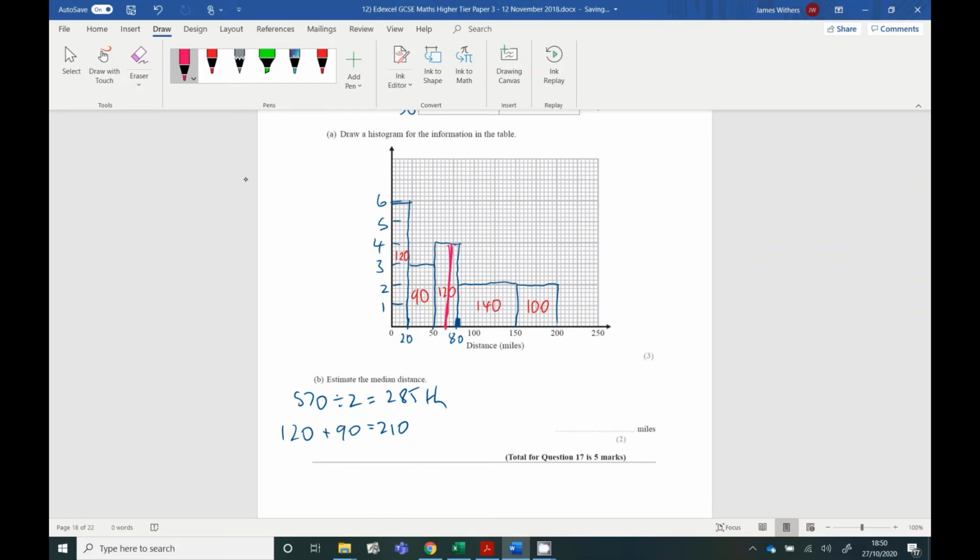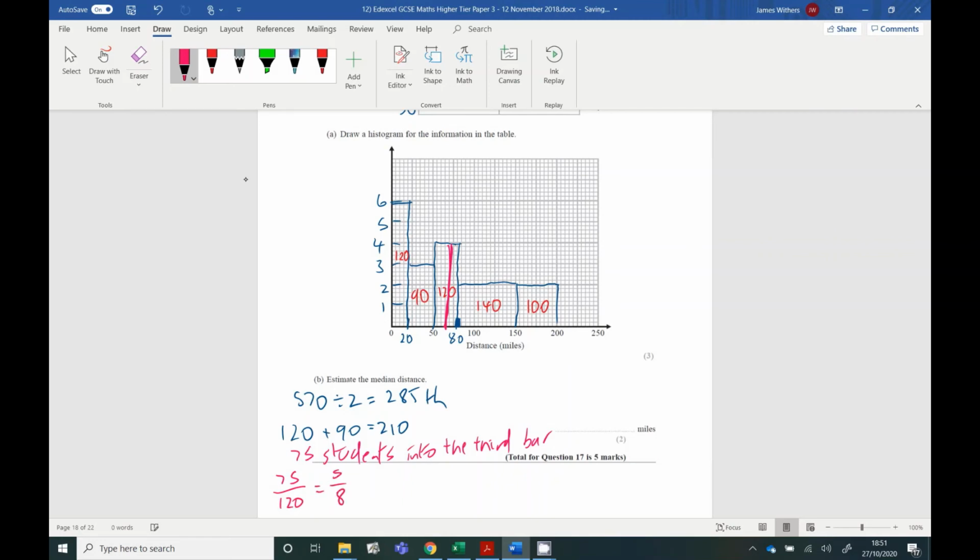Now, how far student-wise are they into that third bar? Well, we've already accounted for 210 students in bars 1 and 2, so we're 75 students into the third bar. Now, how many students are in that third bar in total? It's 120. So what proportion of that bar are we going across? It's 75 out of 120, which is 5/8. So we need to go 5/8 into this bar.